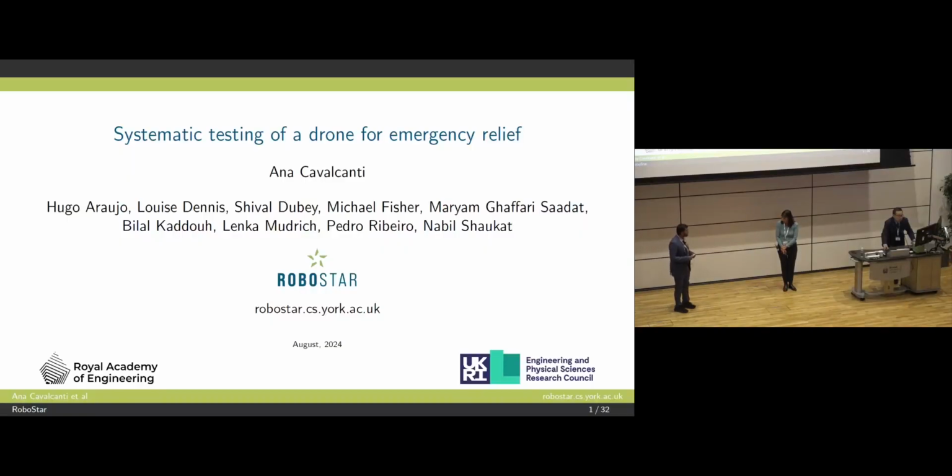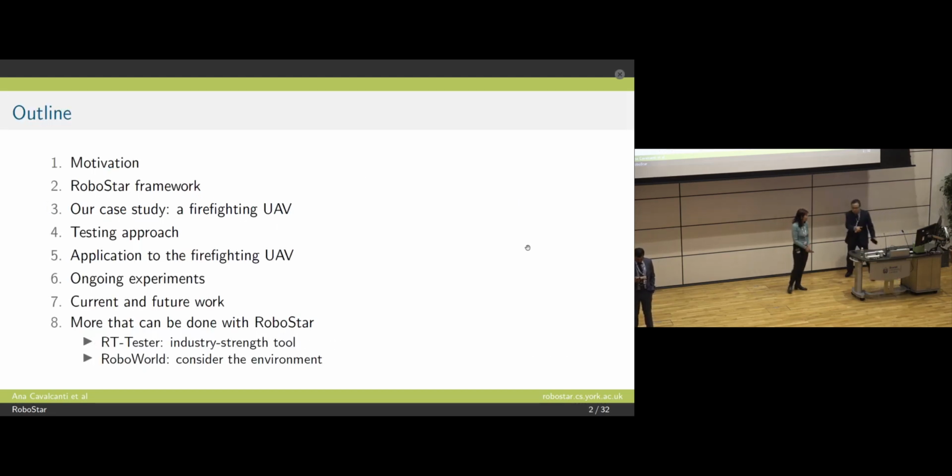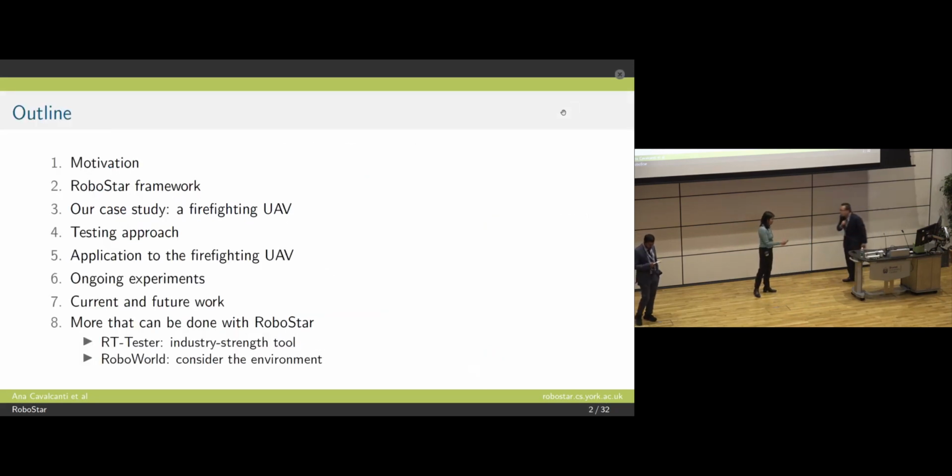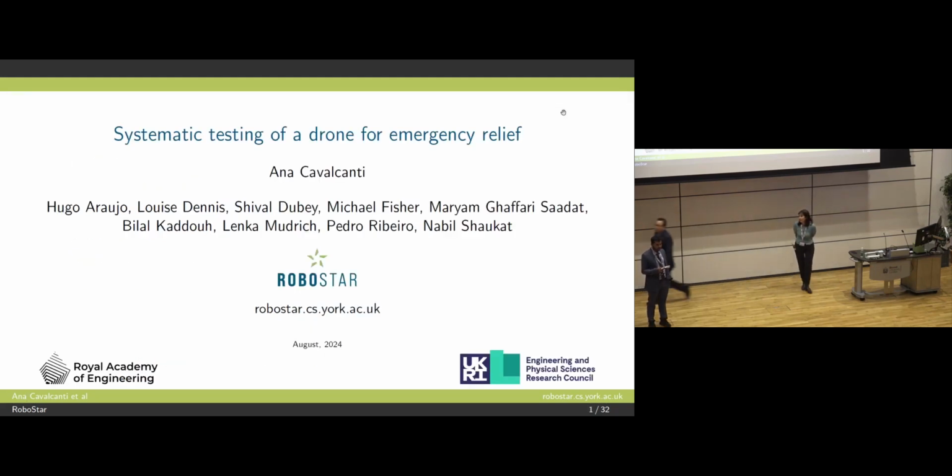Ana Cavalcanti, so for the keynote. Let me introduce very briefly who she is. She is a professor at the University of York and holds a Royal Academy of Engineering chair in human technology. In that role, she is the leader of the Center of Software Engineering for Robotics, and her talk will be based on that as well. The talk title is Systematic Testing of Drones, as opposed to manual ad hoc testing. So I will hand over to Ana for her talk.